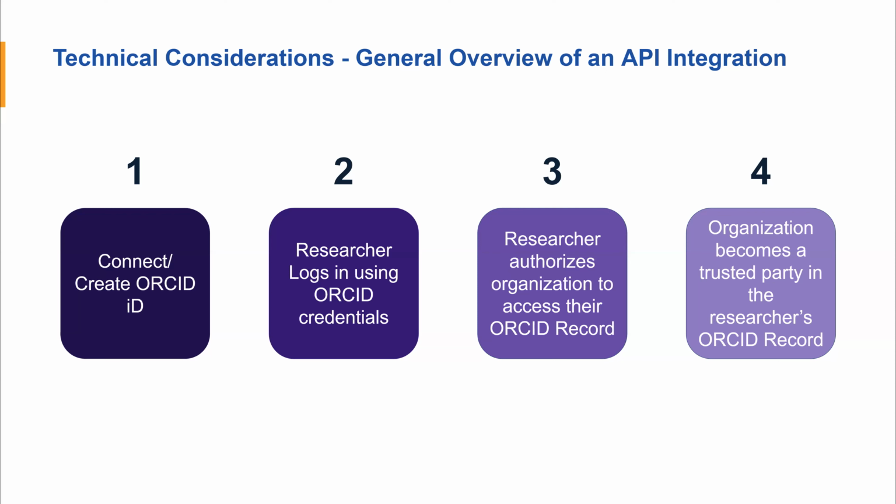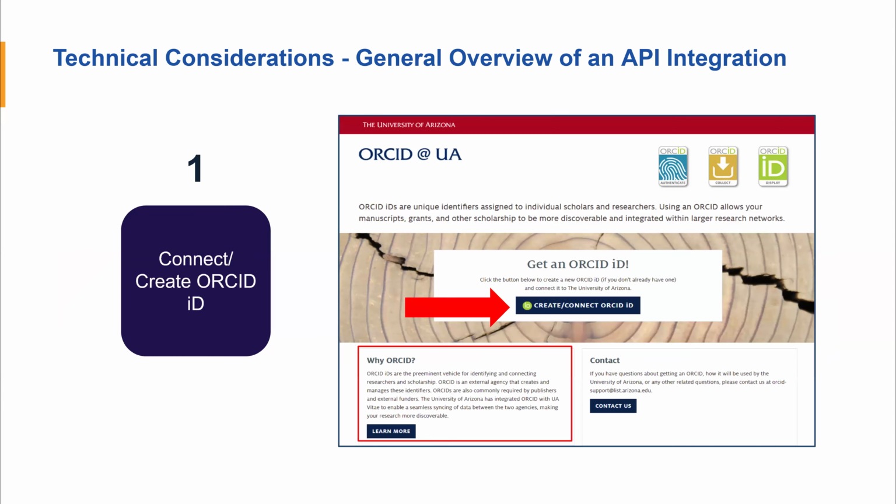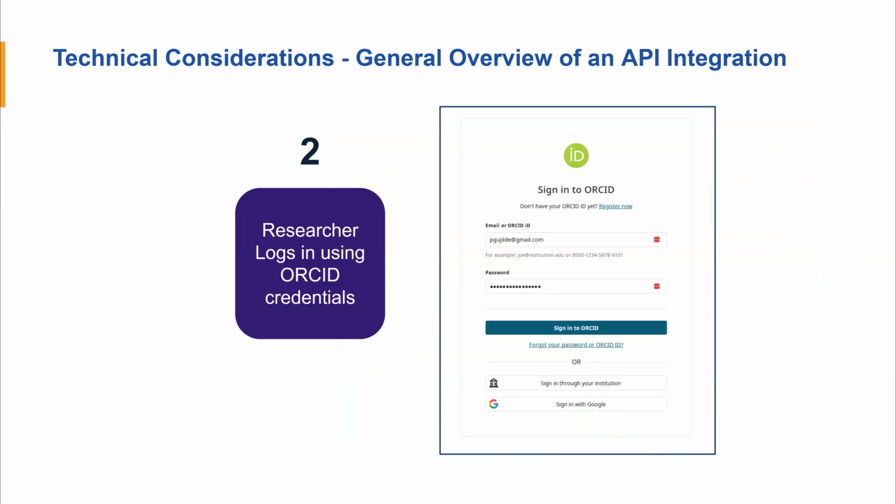And then the last thing is, once that permission has been given, your organization becomes a trusted party in the researcher's ORCID record. And this is how that looks. This is an example from the University of Arizona. You'll have a way for the researchers to connect to the system, so creating or connecting their ORCID ID. And then they would be logged in. They could sign in to ORCID once they click that create and connect button.